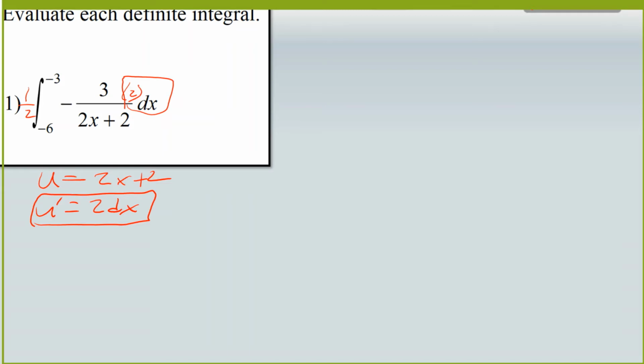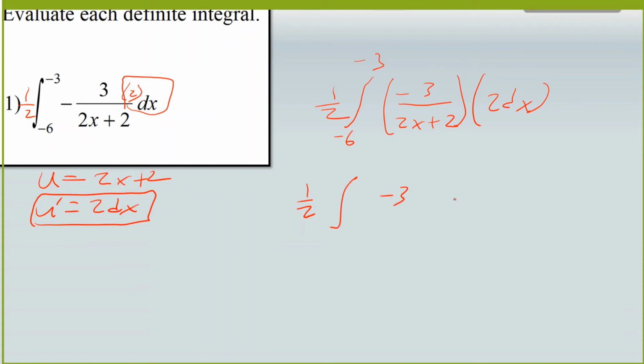Okay, then I can rewrite this. So instead of the integral from -6 to -3 of x plus 2 of 2dx times 1/2, I've got that extra 2 and that 1/2, which does not change the problem, but I needed a 2dx to substitute. When I substitute, this will be 1/2 still on the outside. I'll have a -3 still on the inside, but this 2dx will become u prime. And this 2x plus 2 will become u to the first power.